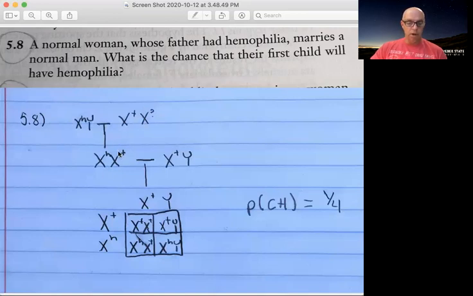So now you know her genotype here, right? X^H, the X with a hemophilia allele, and a wild type, and then you know the genotype of the father. You can come up with this whole thing right here just from that very short sentence. And so now it's going to ask you, what is the chance that their first child will have hemophilia?